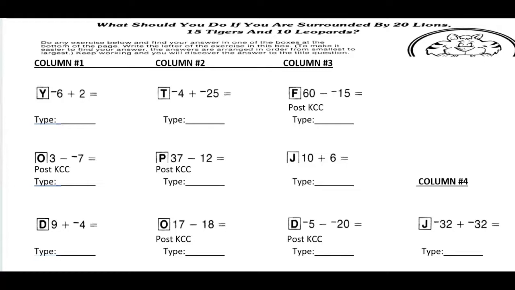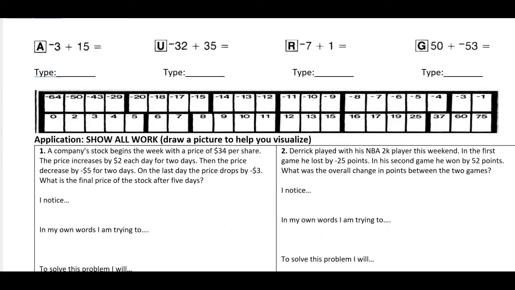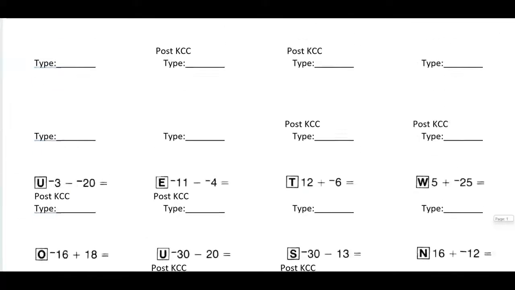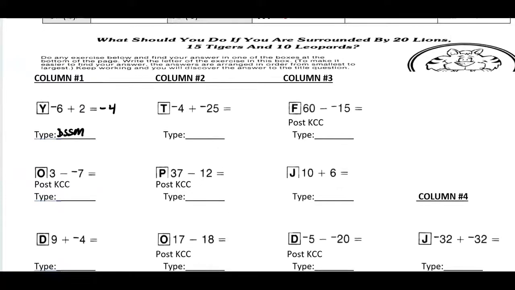So first of all, it's an addition problem, so I leave it alone. It is a different sign, subtract, keep the sign with more. I have more negatives, so I subtract 6 minus 2. I get negative 4. So now I pause, go back down here, I see negative 4 right there, and I put the letter Y. If I get an answer that's not at the bottom there, that means I messed up.